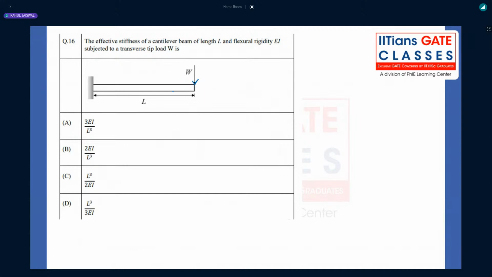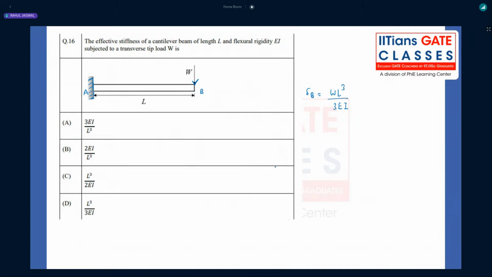First of all, let me consider the tip as point B and the fixed end as point A. What is the deflection at point B for a cantilever beam subjected to a point load? What is the deflection formula? W L cube divided by 3EI.